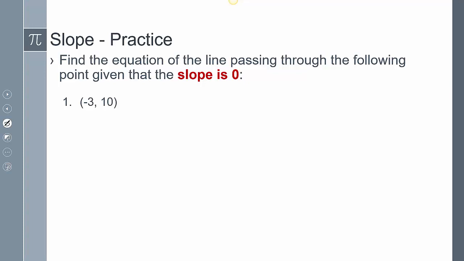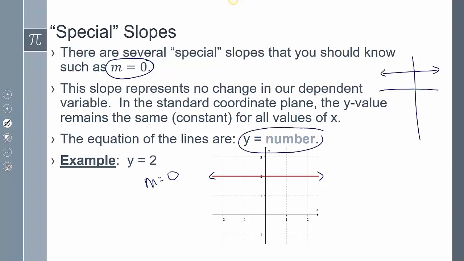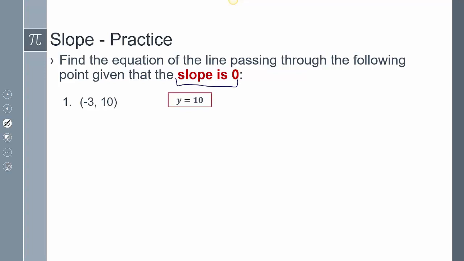Let's find a few of these. If I only had a point and I said, hey, find the equation of the line passing through that, well, if I know that my slope is going to be 0, it helps to remember y equals the number. So we're only looking at the y value. So it's going to be y equals 10. Now even visually, I have this point: 1, 2, 3, 1, 2, 3, 4, 5, 6, 7, 8, 9, 10. Well, it has to pass through it. We know it's going to be a slope of 0. And it's a little slanty, but you understand what I mean.